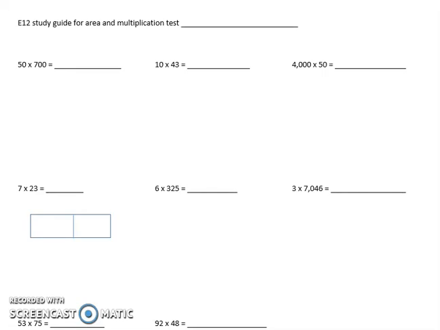Let's run through the answers to the study guide really quick here. When I have this kind of problem with a lot of zeros, I'm going to append my zero. So I got 1, 2, 3 zeros at the end. And then what am I left with? 5 times 7, that's 35. Count over 1, 2, 3, comma, 35,000.